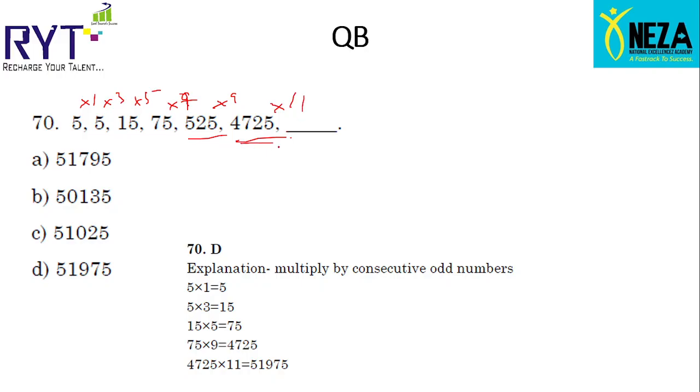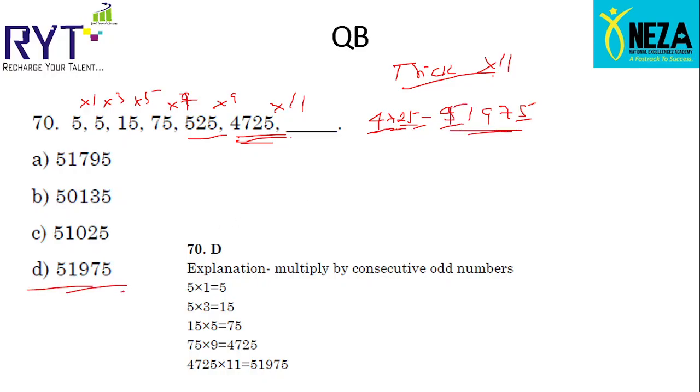Next number should be into 11. I will give you a trick how to multiply with 11. Trick for you. How to multiply 4725 with 11: write 4 first number, write 5, that is the last number. Now look here, add these two numbers, 2 plus 5, 7, 7 plus 2, 7 plus 1. Can be the correct answer.